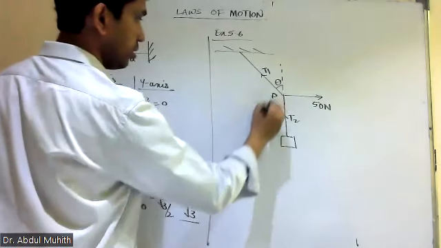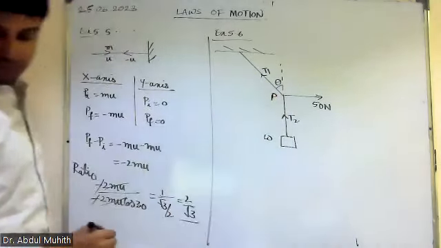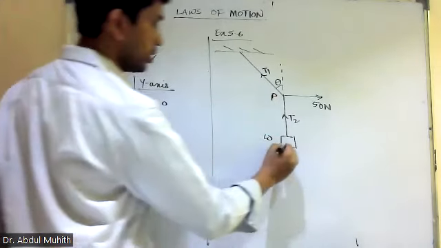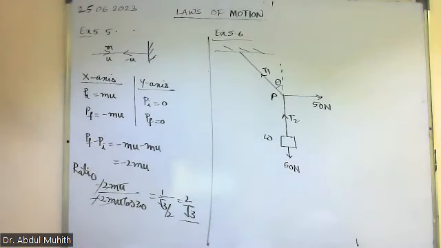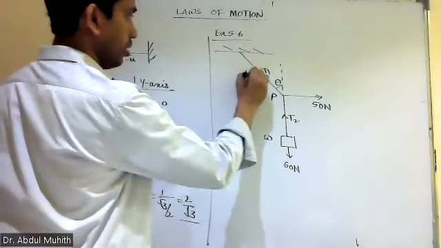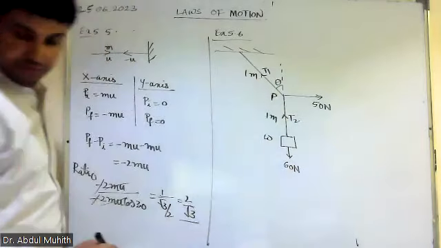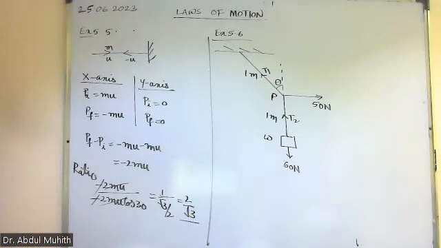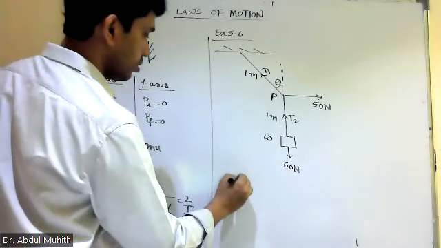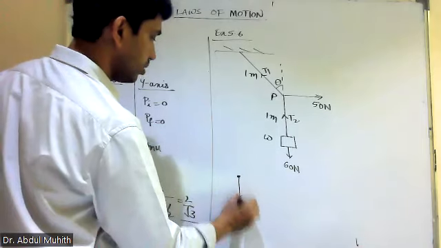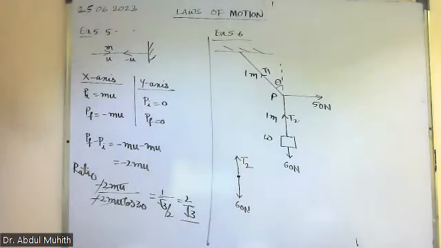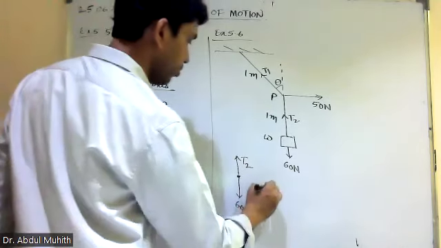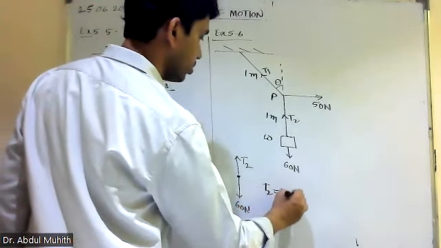P is the point, W is the weight, which is equal to 60 newtons. This is 1 meter and this is also 1 meter. Now, what happens here? 60 newtons is acting downwards and T2 is acting upwards. Upward force equal to downward force. So T2 equal to 60 newtons.